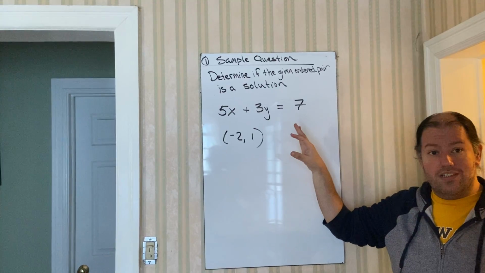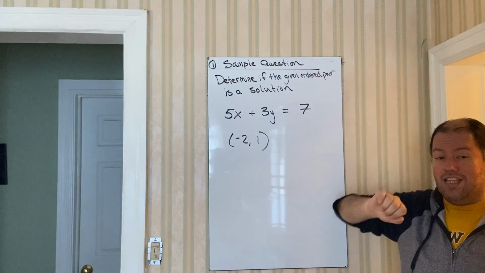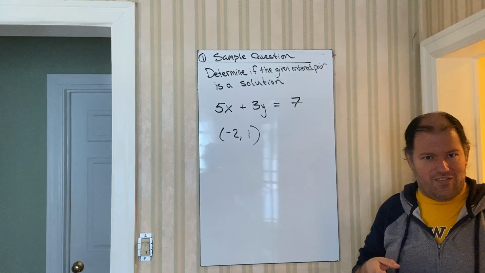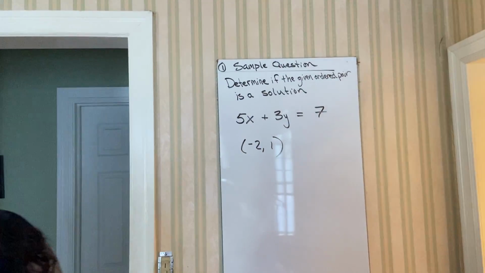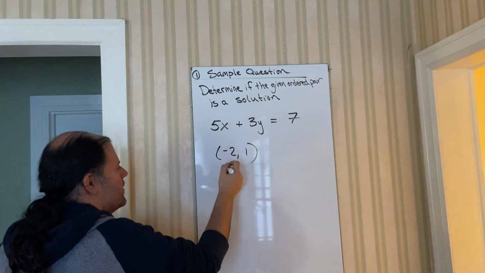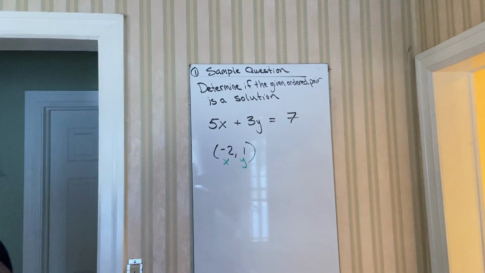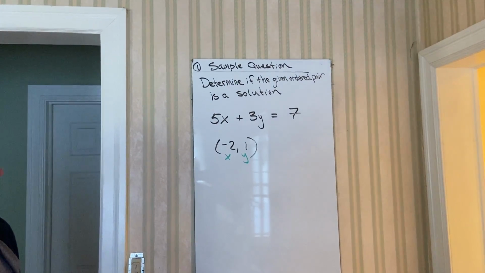So all you're going to do is realize that they give you an equation that has two variables and they give you an ordered pair. And an ordered pair has an x and a y value. So make sure you know which one's your x and which one's your y. So I'm going to label this one x for us and this one y because the first number is always the x and the second one after the comma is always your y value.